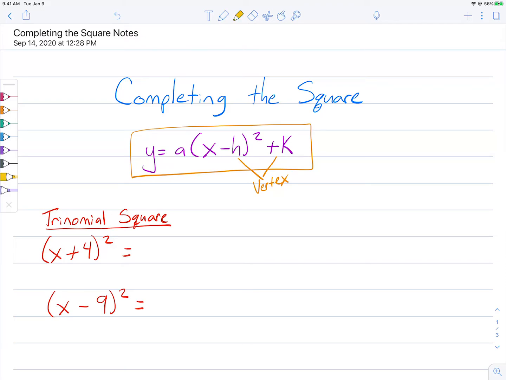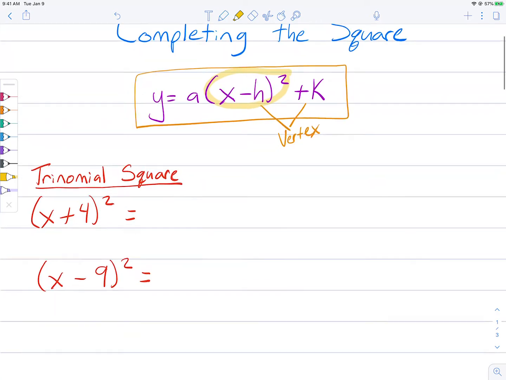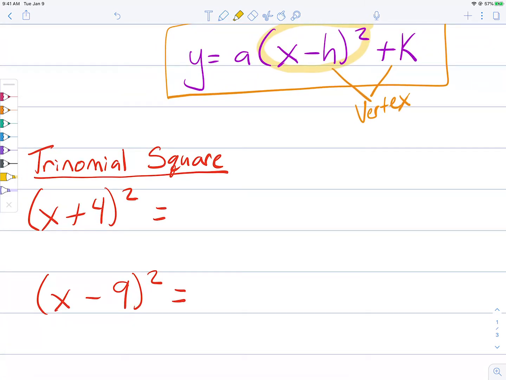The key to completing the square is this part right here, this x plus or minus something squared. So we're going to create an x plus or minus something squared in the following trinomials. Now, these are all called trinomial squares. It's a trinomial square because if you square it, it creates a trinomial. So I want to go backwards to see how this looks.